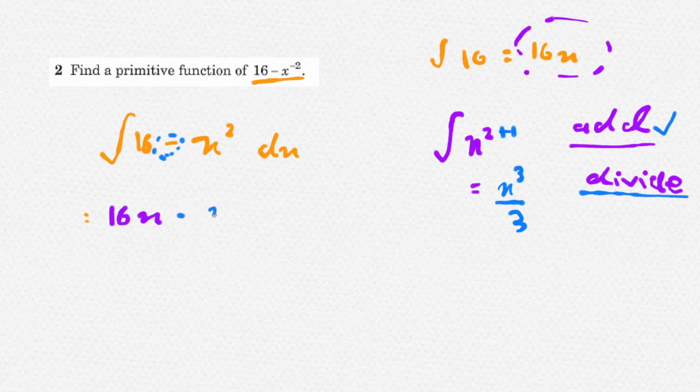However, the sign will always remain the same. In this case, it would be minus x cubed over 3. Since it is a primitive function, we know that we must add a constant of c. Therefore, our final answer would be 16x minus x cubed over 3 plus c.